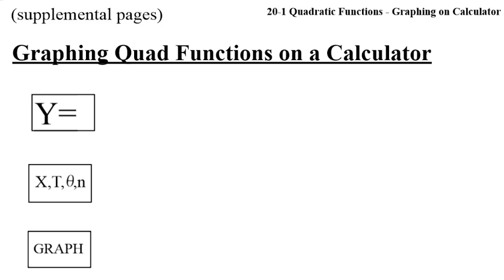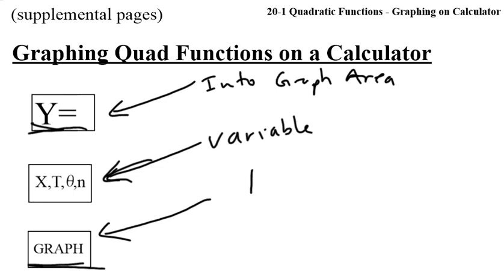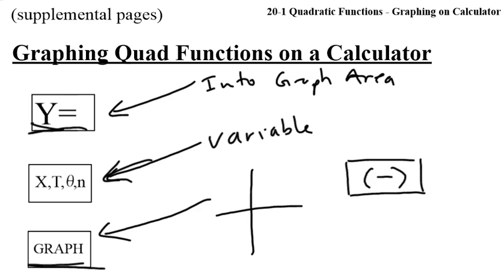Real quick, we've already talked about this, but we always want to start top left of the calculator, the y equals button. This gets you into the graphing area of your calculator. Second thing, that button, it's got an X, a T, a theta, and an N on it. It's an actual button. That's what you hit for your variable. You then have in the top right the graph button. That's how you take from your y equals, you punch in, you hit graph and your graph appears. The last button, which I don't have on this page but is beneficial, and I have talked about it earlier, is your negative button.